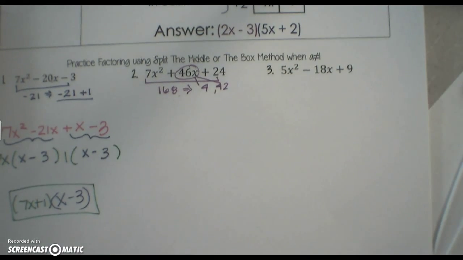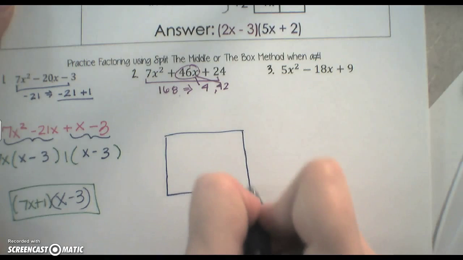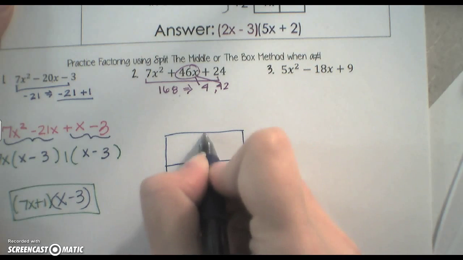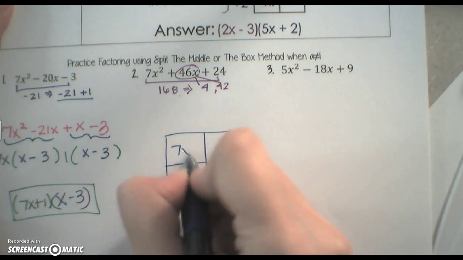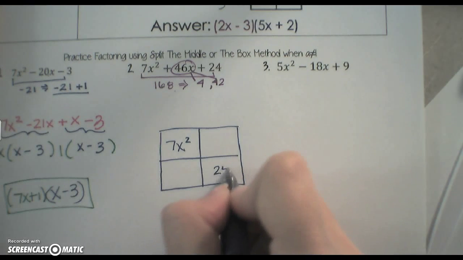So let's go ahead and try our box method. What you do is you draw a box, a 2 by 2, so it's got 4 spots in it. And in the top left, we're going to put our first term, 7x squared. In our bottom right, we're going to put our last term, 24.